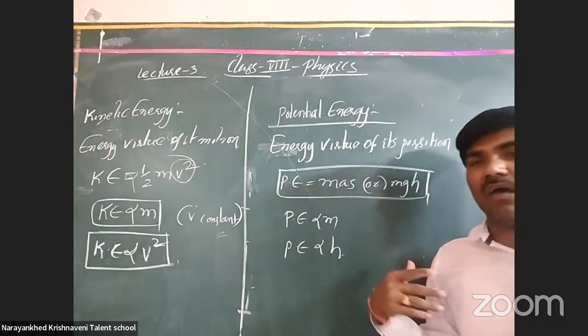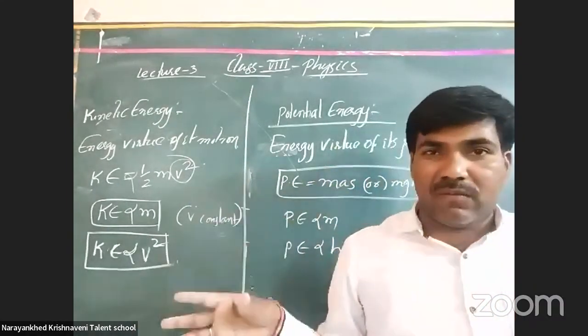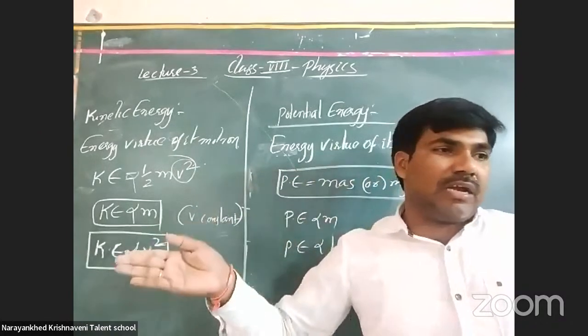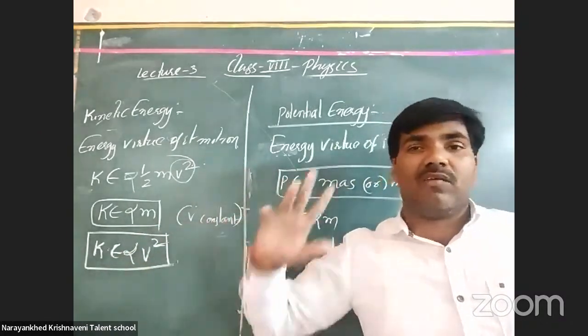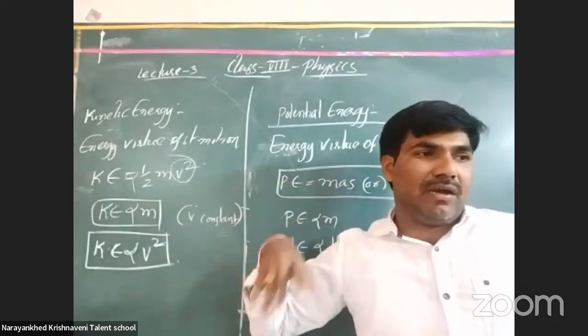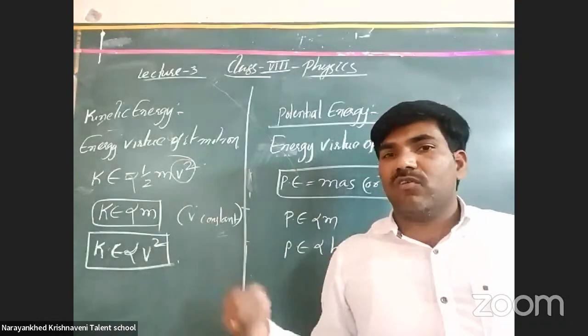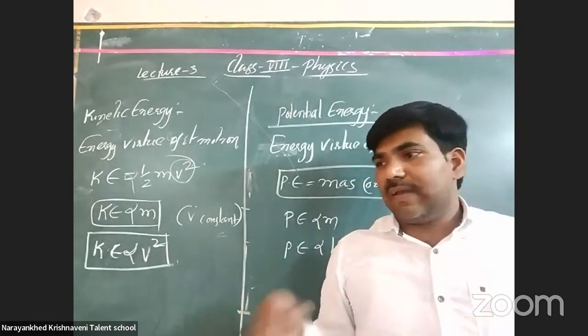Like that, somewhere the potential energy becomes 0, somewhere the potential energy is the maximum. That may convert into kinetic energy also. Some bodies contain potential energy and kinetic energy at the same time, in the same position also. Got it? This is all about potential energy and kinetic energy. Got it?